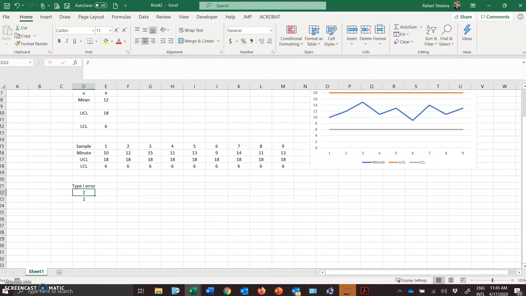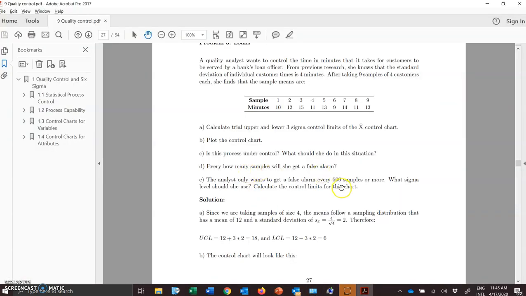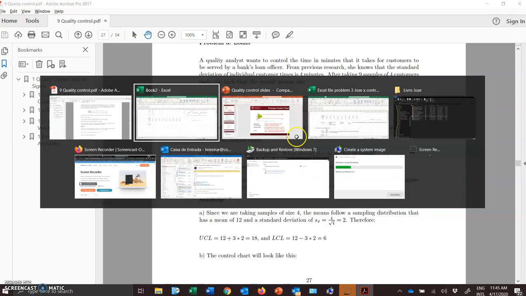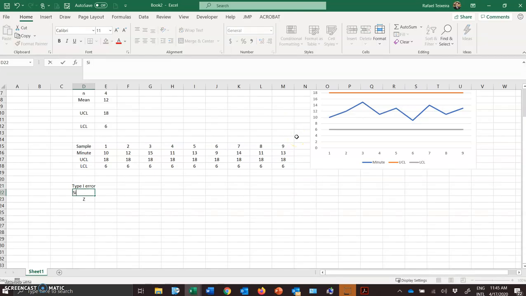Right, let's go back to the problem. The sigma is 3, control limits of 3 sigma. So let's put standard deviation, 3 and minus 3 standard deviations around the mean, okay? And then we have to compute the probability. This is like a probability.